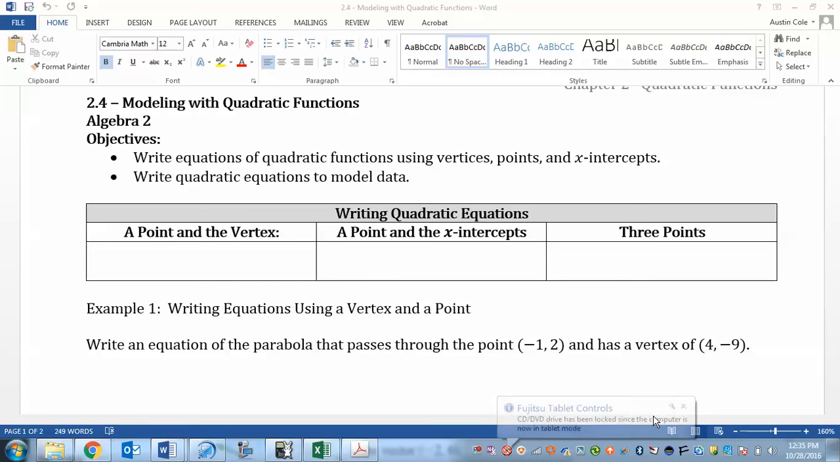So our goals today are to be able to write equations of quadratic functions using vertices, points, and x-intercepts. And then we're going to be able to write quadratic equations to model data, okay, which I think is a valuable tool. Okay, so if we are given the vertex and a point on the graph, what form do you think we want to write the equation in?